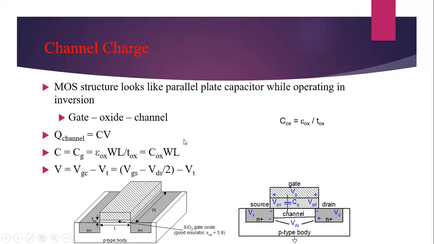Next one is V, and this V is equal to VGC minus VT. The condition here is inversion mode. So we take VDS divided by 2, that is the midpoint, operating in the linear region. So V becomes VGS minus VDS divided by 2 minus VT. Now we have both C and V, and multiplying these two, we get our Q value.